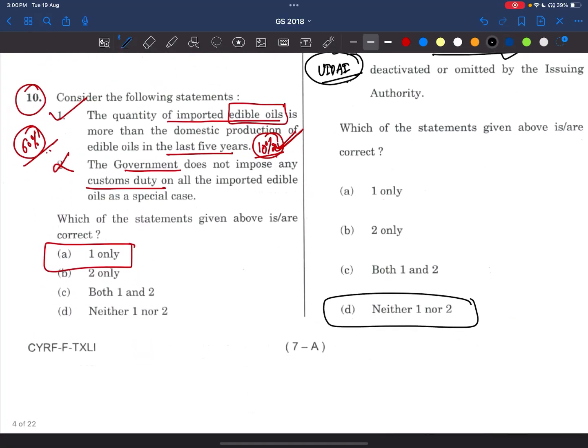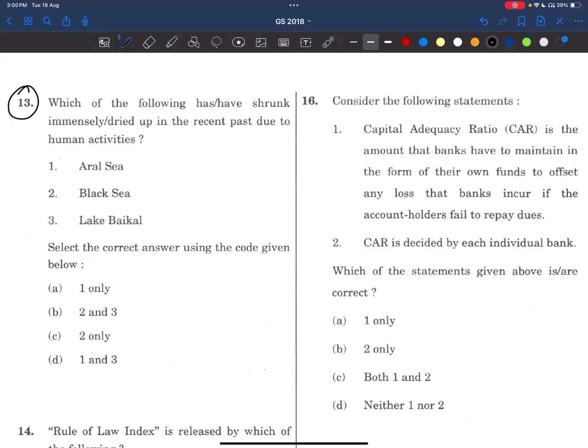Now, coming to the 13th question: which of the following has or have shrunk immensely or dried up in the recent past due to human activities? Here, friends, the answer is only one, RLC. This was in the news for a very long time. This RLC was a saline lake.